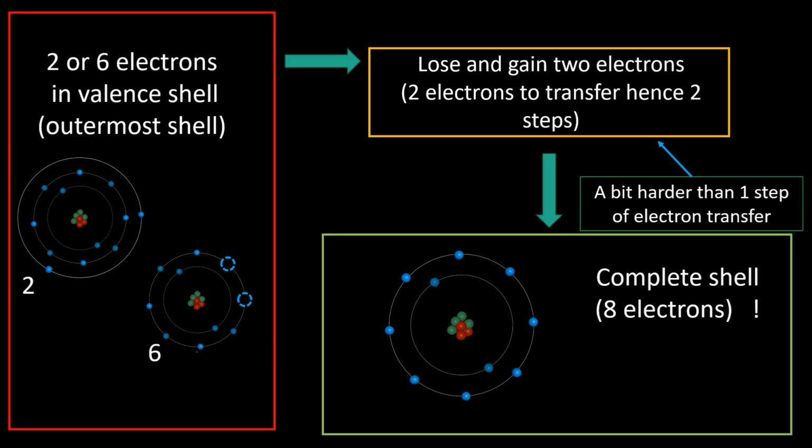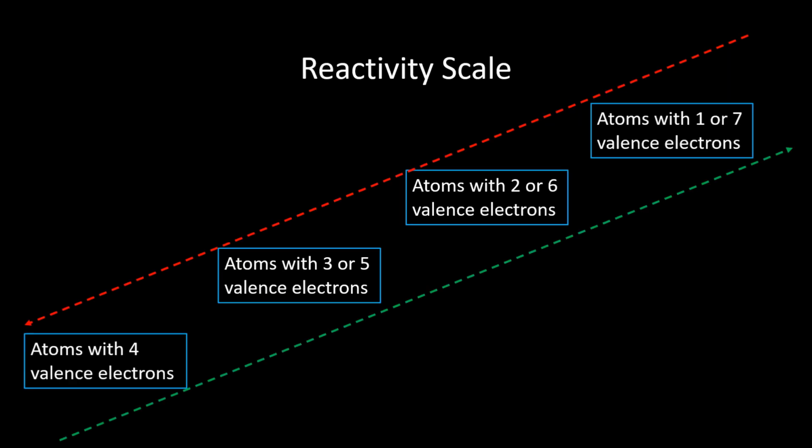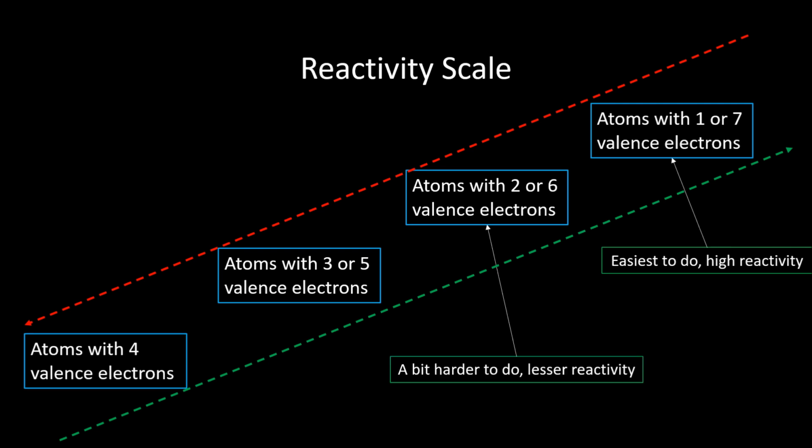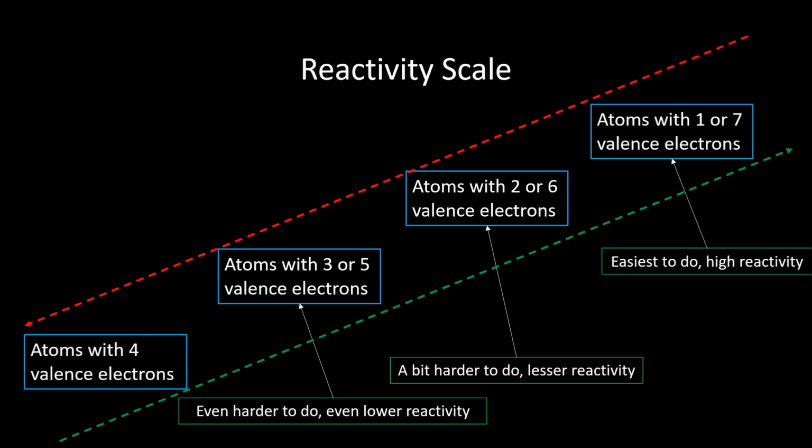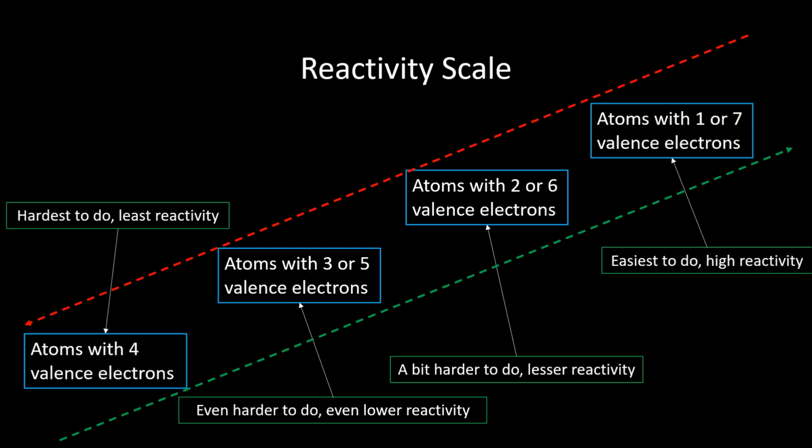If an atom has 2 or 6 electrons, it is 2 steps away from stability and has to gain or lose 2 electrons to be stable again. But having to work with 2 steps is a bit more difficult than to work with 1 step. In this case, an atom with a valence shell of 1 or 7 electrons is more reactive than an atom with 2 or 6. And atoms with a valence shell having 3 or 5 electrons are even less reactive. And atoms with 4 are the least reactive, but not completely stable. It's just that they react much less than atoms with different sets of valence electrons.